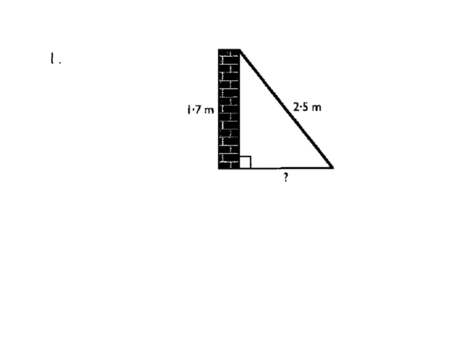Question 1, we want to work out the missing side of a right angled triangle, so we're going to use Pythagoras. Now because it's one of the shorter sides, we're going to have a negative in the calculation, so we could let that side equal x. x squared equals 2.5 squared minus 1.7 squared.